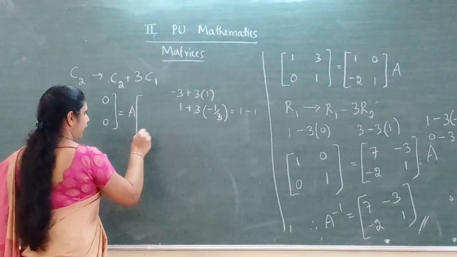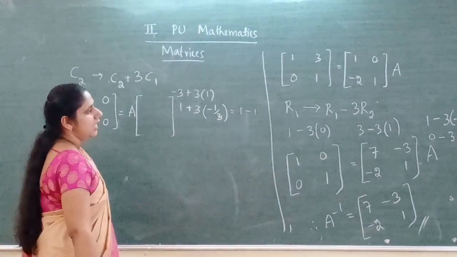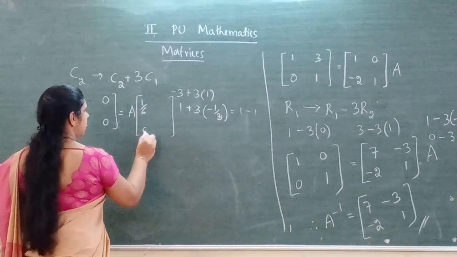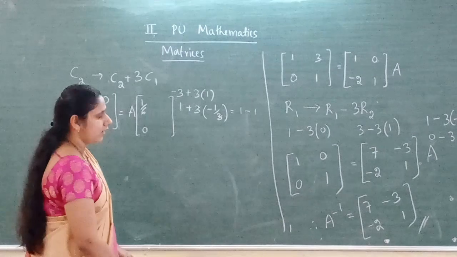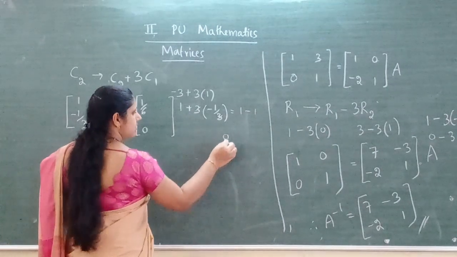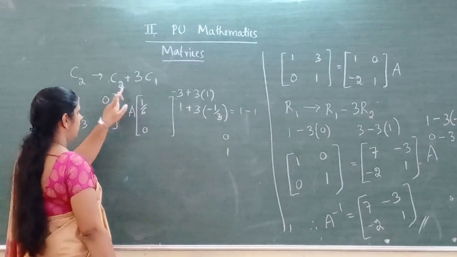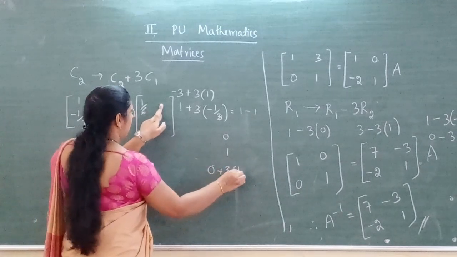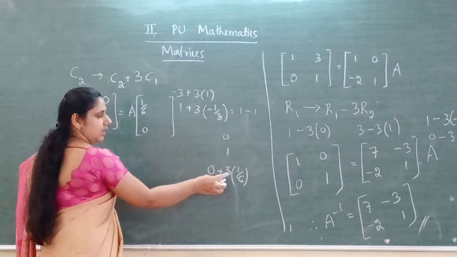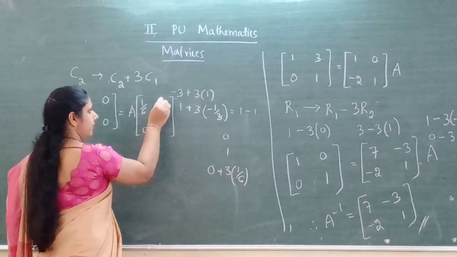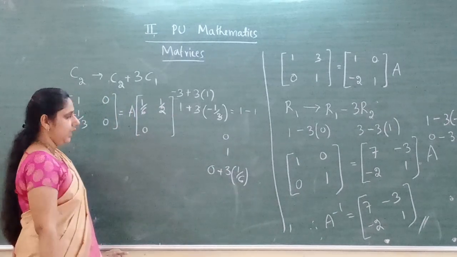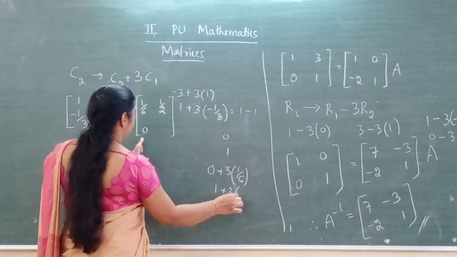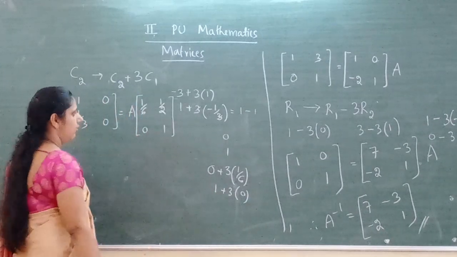Is equal to A into, again the first column as it is, 1 by 6, 0. The second column elements are 0 and 1. So 0 plus 3 into 1 by 6, that is 3 by 6, the element is 1 by 2, and here 1 plus 3 into 0, so the answer is 1.